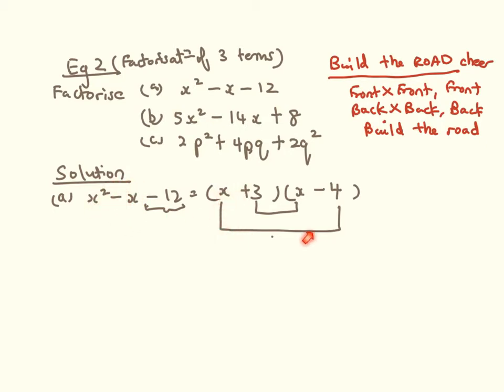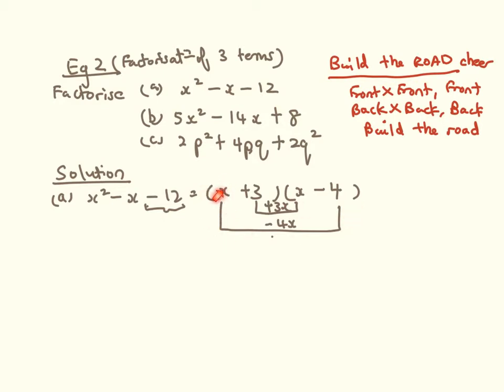So we take x times minus 4, that will give you minus 4x. Now how about plus 3 times x? That will give you plus 3x. Then we add the terms together. So plus 3x minus 4x, you get minus x. So you should get the center term minus x. So this factorization is correct.